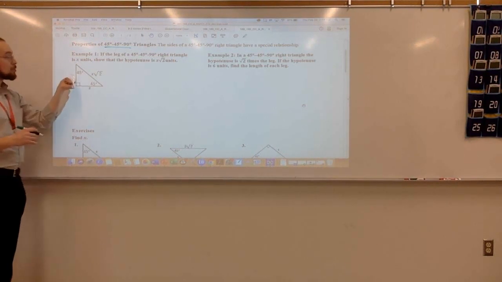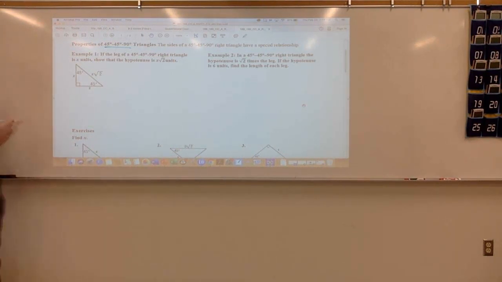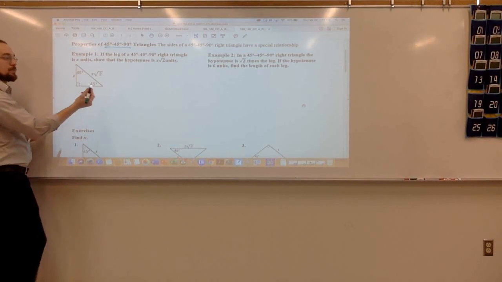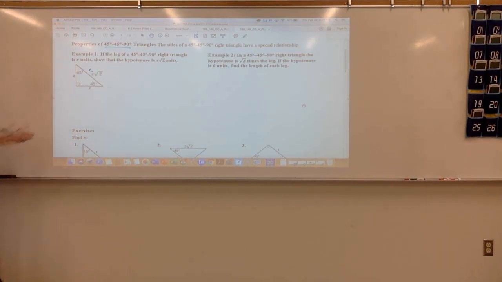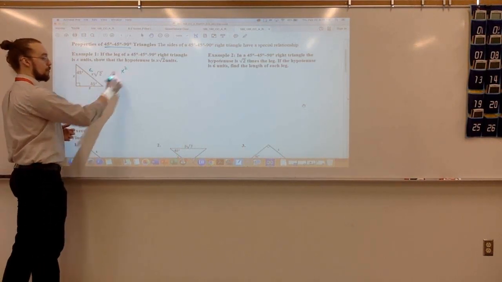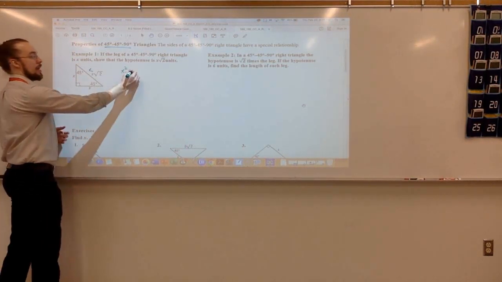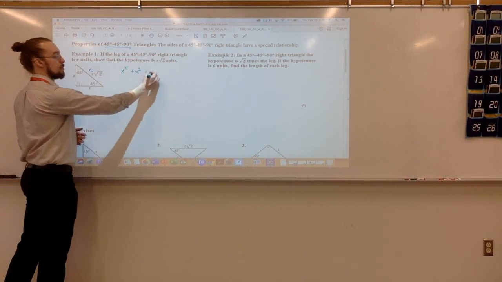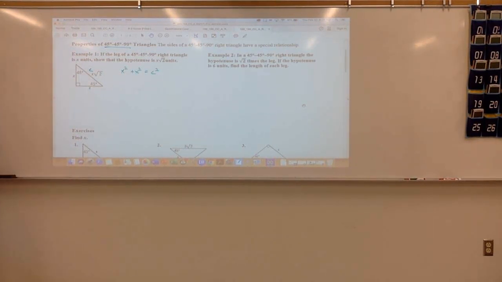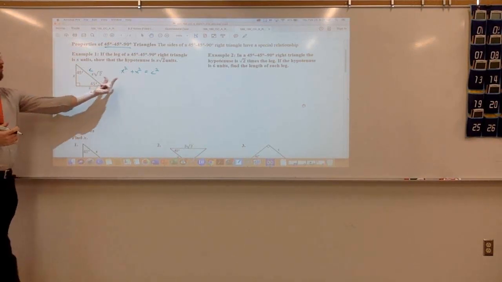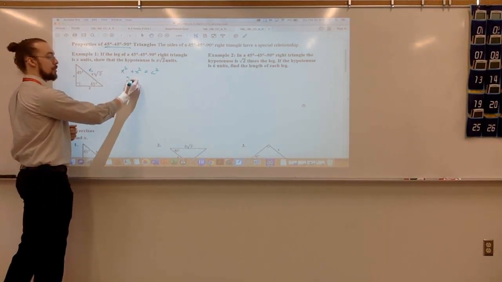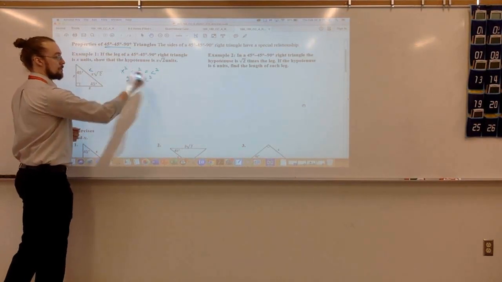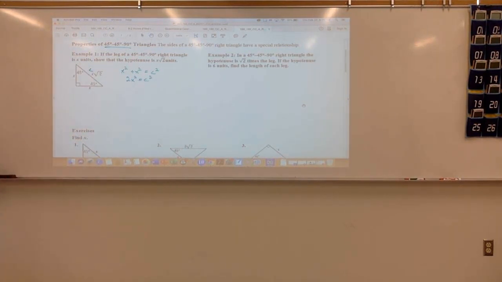So let's assume that both the legs are x, and then let's solve for the hypotenuse. Let's just call this c for now. So we'll have x squared plus x squared equals c squared. These are like terms, so I can combine them. This would just be 2x squared. And now I can just take the square root of both sides of the equation.